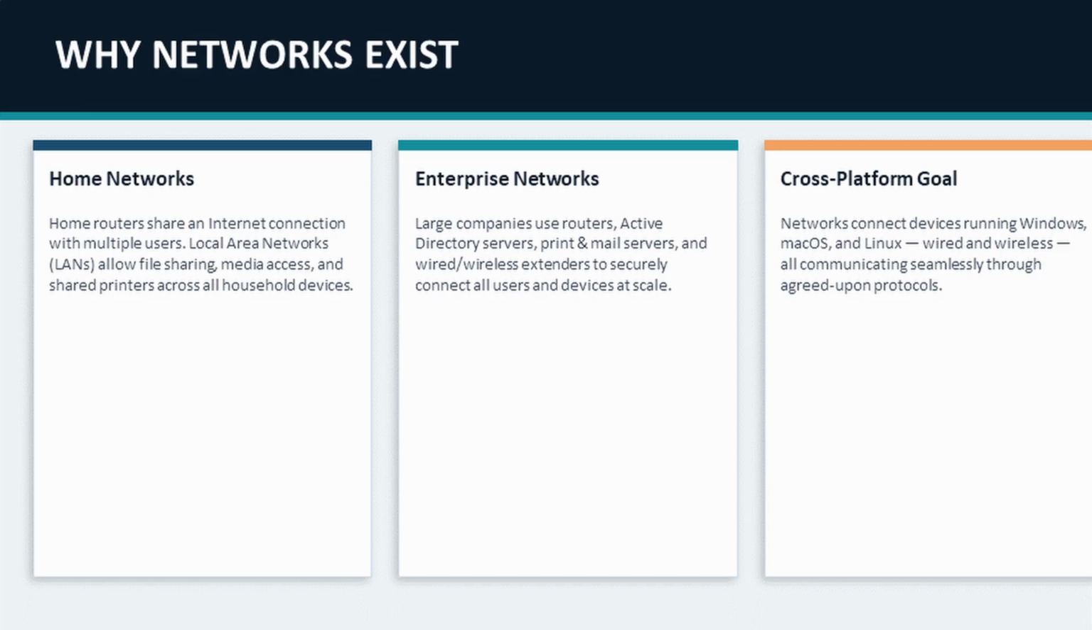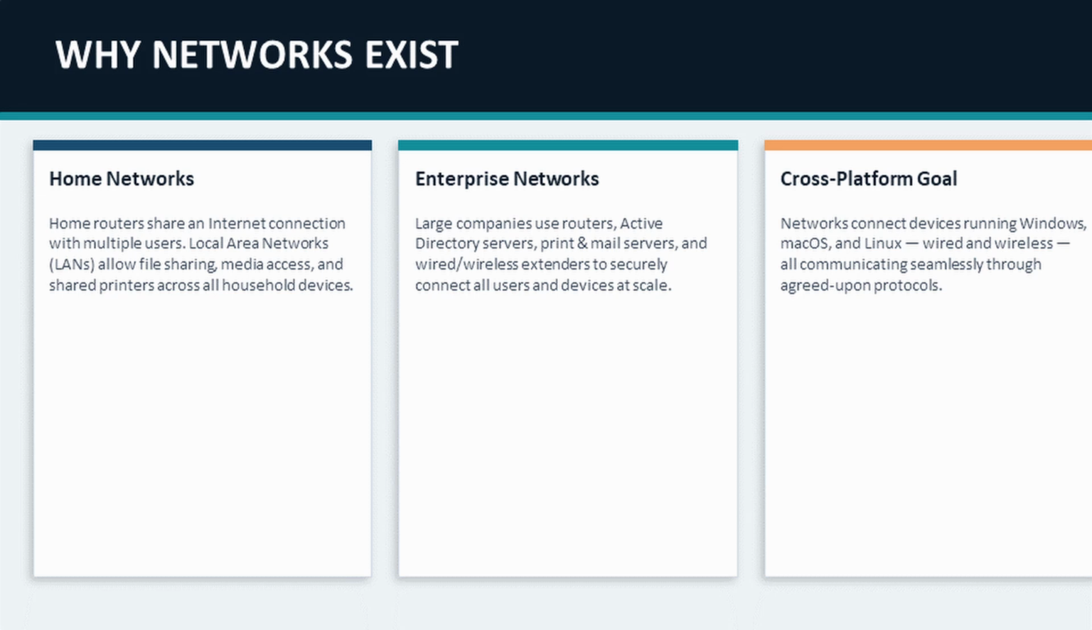Networks exist for one fundamental reason: to let people do their work and communicate with each other. At the home level, a simple router connects multiple users to the internet and to each other, enabling file sharing, media streaming, and shared printers across the household. In enterprise environments, the same concept scales dramatically. Large companies deploy Active Directory servers, print and mail servers, wired switches, and wireless access points, all working together to securely connect employees, no matter where they are on the corporate network.